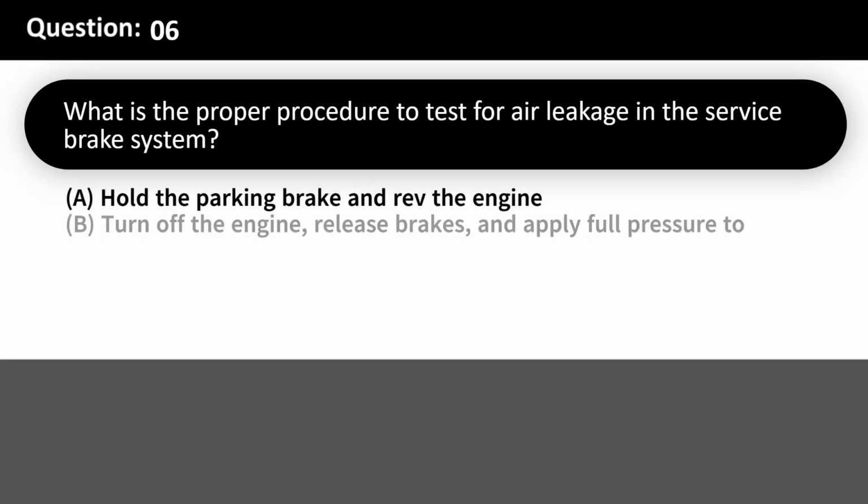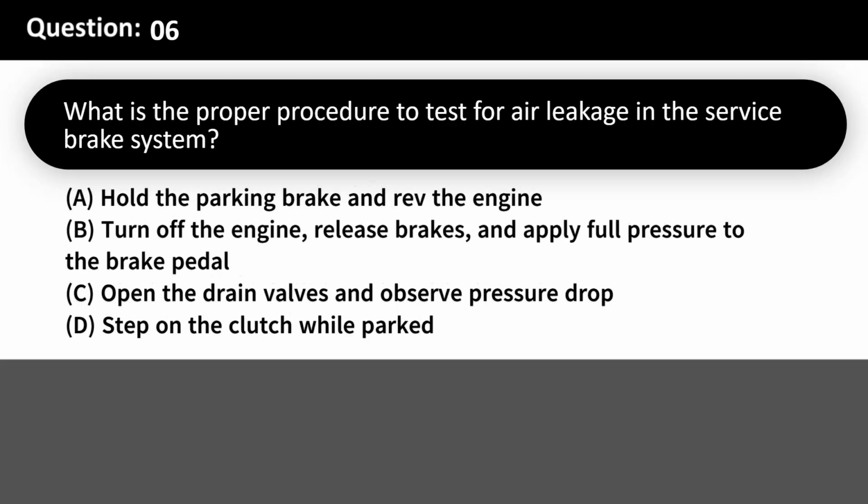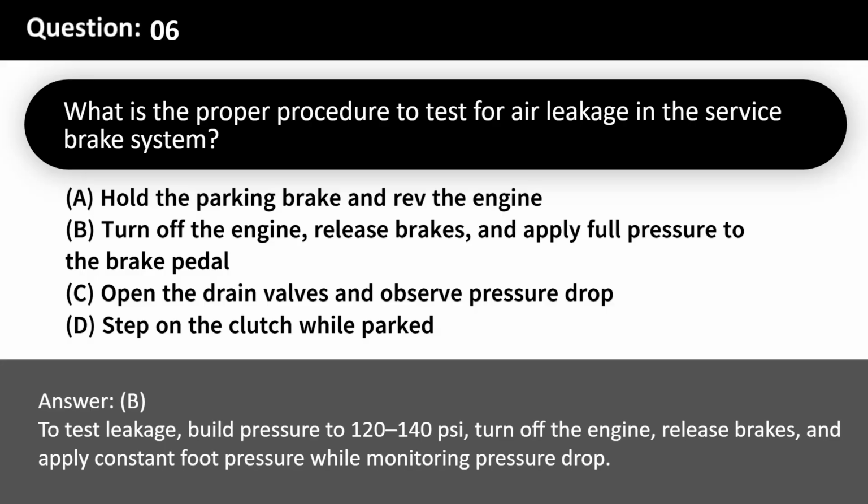What is the proper procedure to test for air leakage in the service brake system? A. Hold the parking brake and rev the engine. B. Turn off the engine, release brakes, and apply full pressure to the brake pedal. C. Open the drain valves and observe pressure drop. D. Step on the clutch while parked. Answer B. To test leakage, build pressure to 120 to 140 psi, turn off the engine, release brakes, and apply constant foot pressure while monitoring pressure drop.